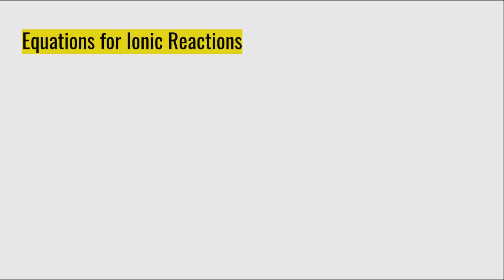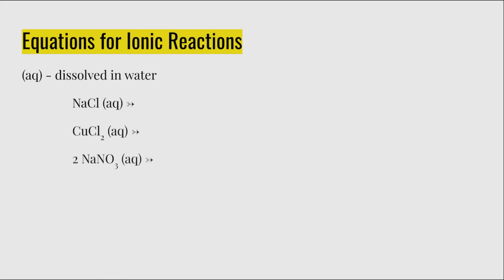Predicting the products, and you were going to do that third one for practice. But we need to think about what's actually happening when we dissolve an ionic compound in water. So remember, AQ means dissolved in water, and based on the solubility rules, we can see that a few of these compounds are aqueous. So sodium chloride is aqueous, copper 2 chloride is aqueous, and sodium nitrate is aqueous. Whereas calcium carbonate is a solid.